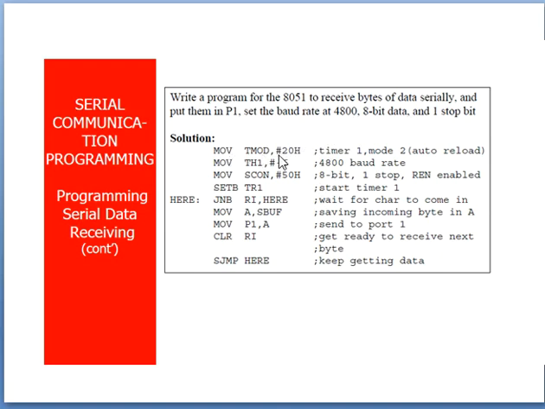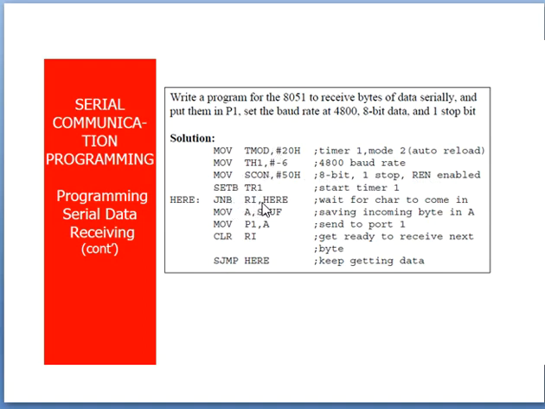MOV TMOD, #20H. So MOV TMOD, #20H, in the sense we are selecting timer 1, then 8-bit auto reload mode, and it is next having the instruction MOV TH1, #-6. #-6, in the sense we are selecting 4800 baud rate. Then MOV SCON, #50H, in the sense we are doing the same thing, like 8-bit data, one start bit, one stop bit, REN enabled. Then SETB TR1, so it is going to start the timer.